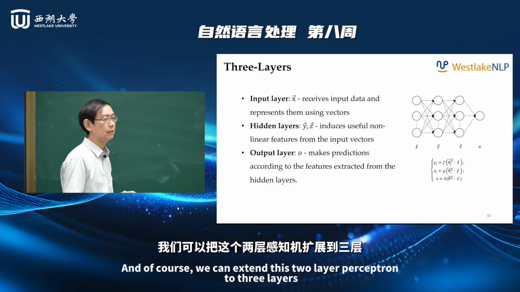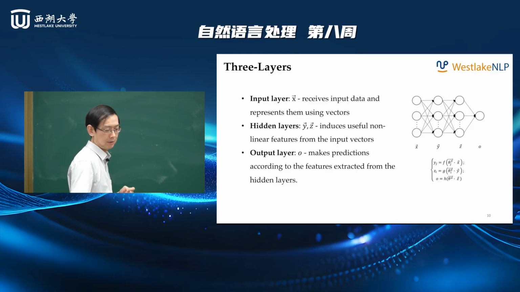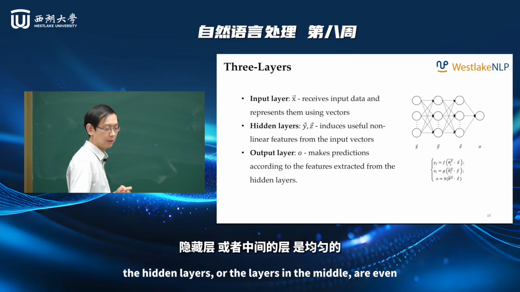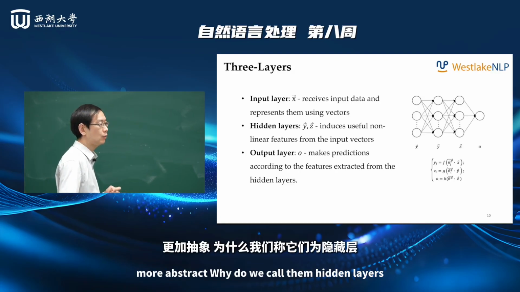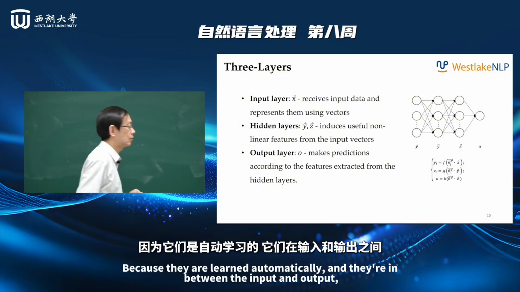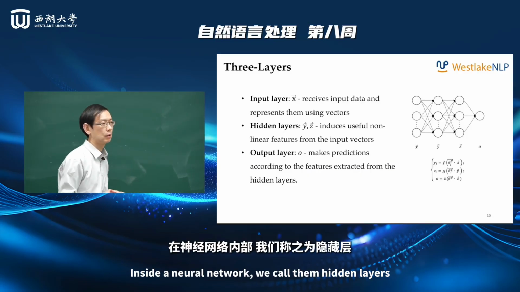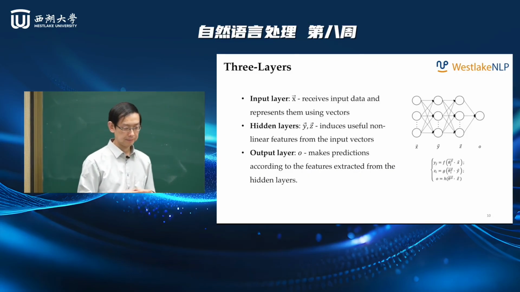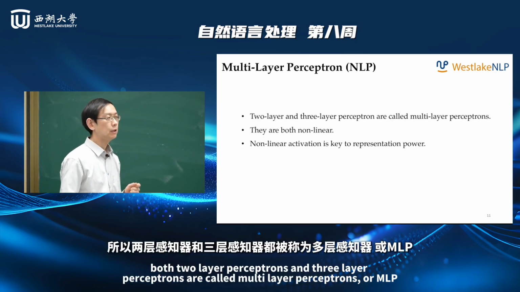And of course, we can extend this 2-layer perceptron to 3 layers. And in this case, the hidden layers, or the layers in the middle, are even more abstract. And why do we call them hidden layers? Because they are learned automatically, and they're in between the input and output. They're inside the neural network. So we call them hidden layers. So both 2-layer perceptrons and 3-layer perceptrons are called multi-layer perceptrons, or MLP.